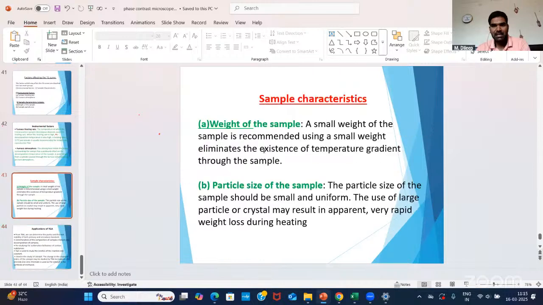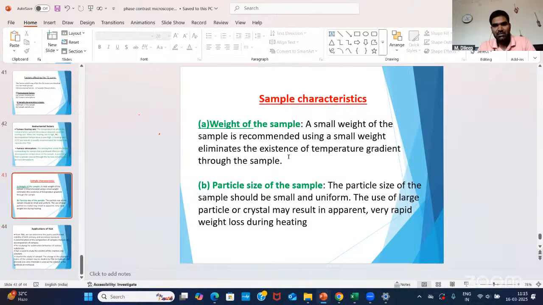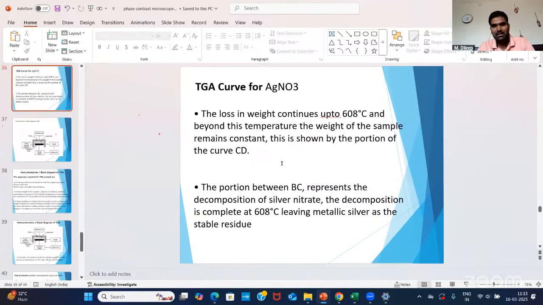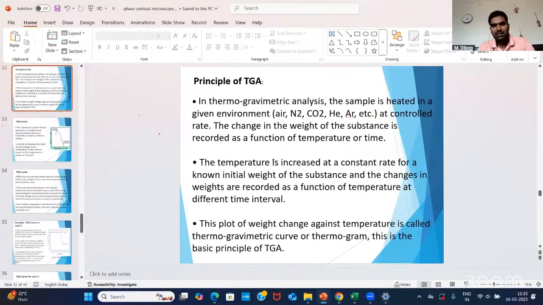So these are the applications of TGA. In the upcoming one, we are going to discuss DSC. I hope you understood TGA. We have seen the applications, the instrumentation, and the principle of TGA. Next, we are going to study the DSC curve.